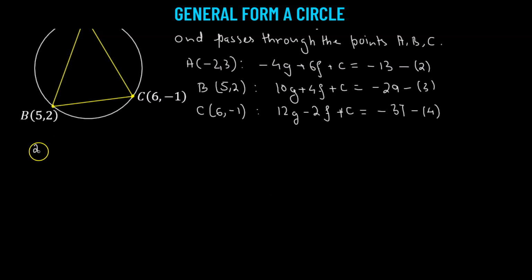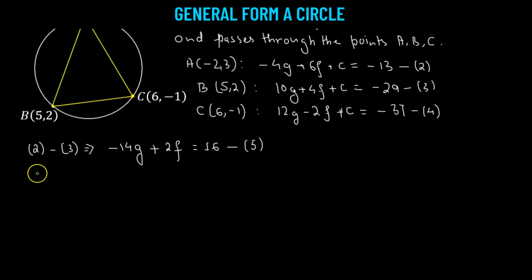First, we're going to take equation number 2, and from it, we're going to subtract equation number 3. So we have -4g minus 10g, that's -14g. Then we have plus 6f minus 4f, so that's +2f. Plus c minus c cancels out, and we now have -13 minus (-29), which means -13 plus 29, so that will be +16. We're going to label this as equation number 5.